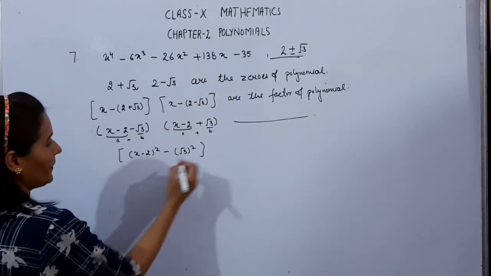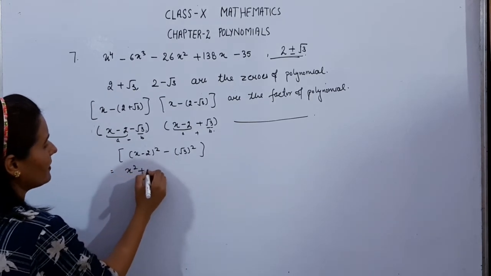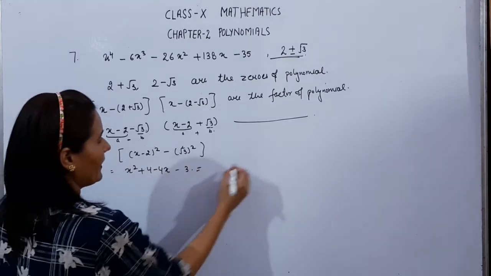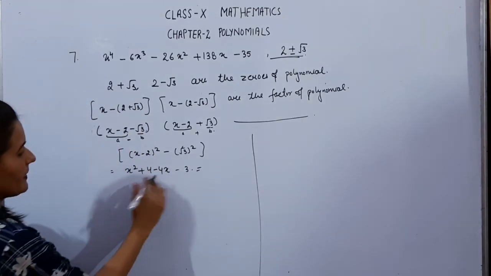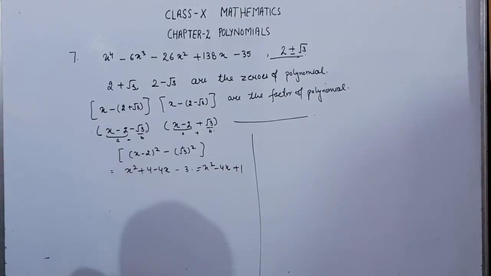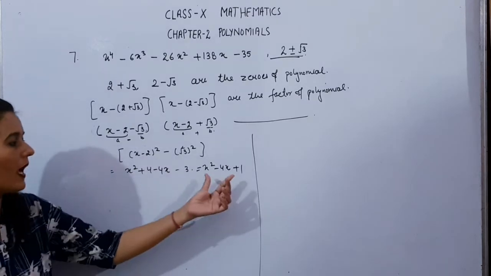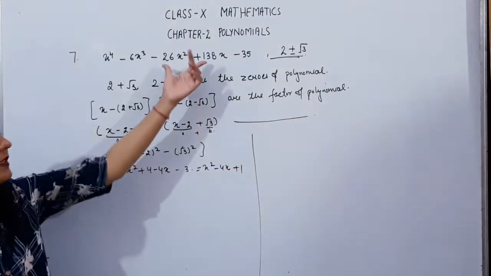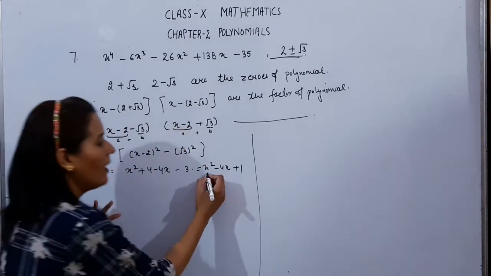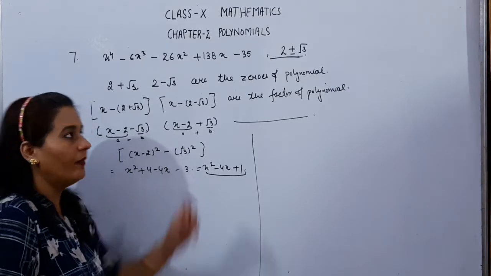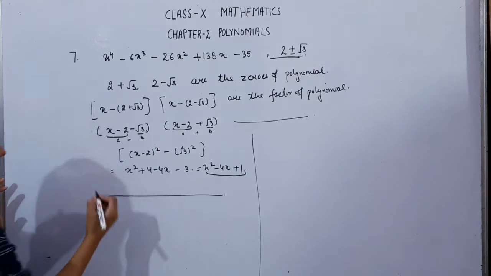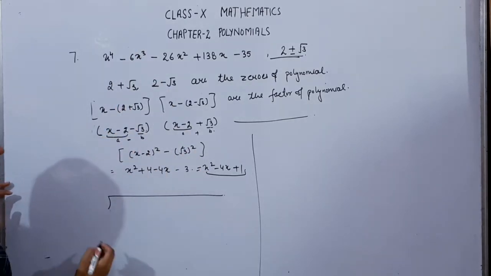So, what is it? It will be x square plus 4 minus 4x, and this will give you minus 3. So, finally, we are getting x square minus 4x plus 1. Okay. So, here we will divide the polynomial. This has finally come as a factor of this polynomial. After multiplying these two factors, finally we are getting a quadratic polynomial as a factor of this polynomial, right. Now, what we need to do?